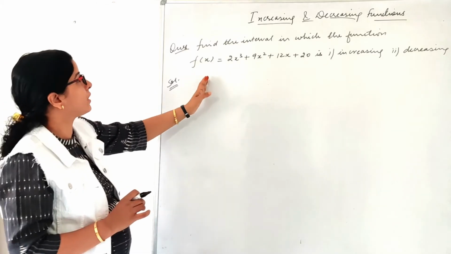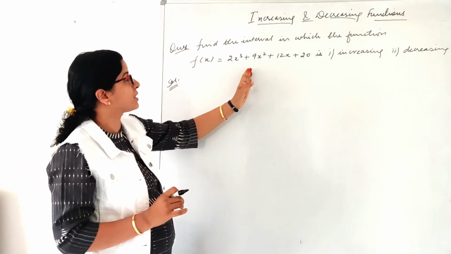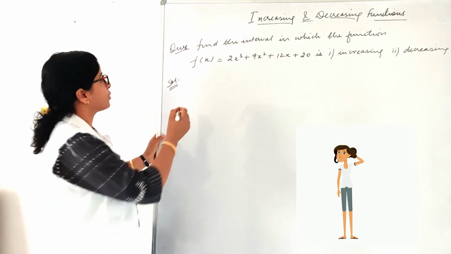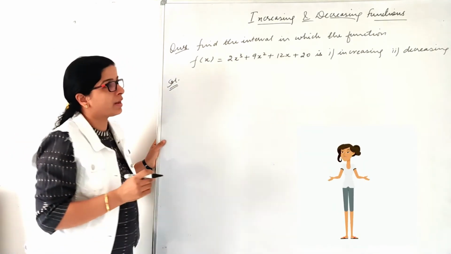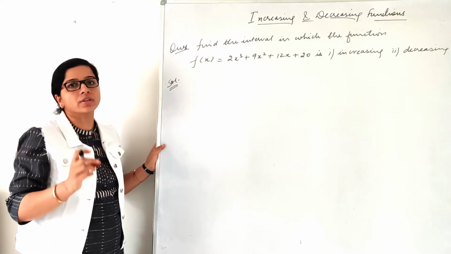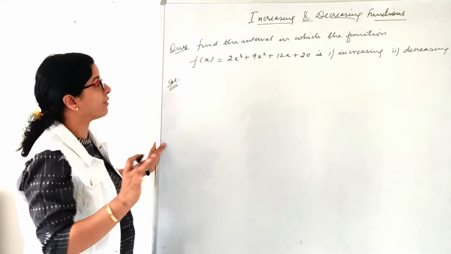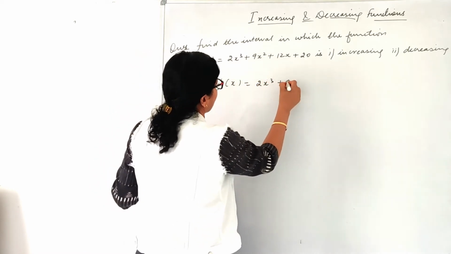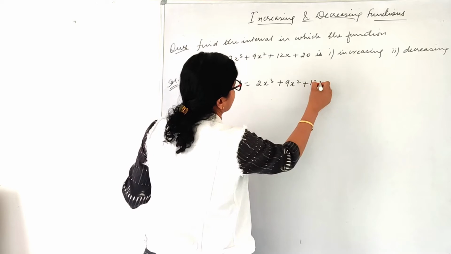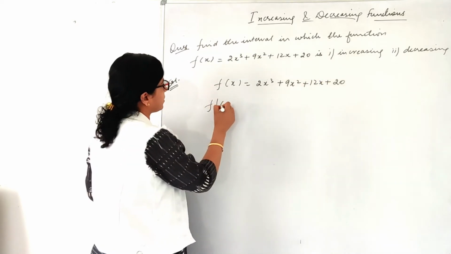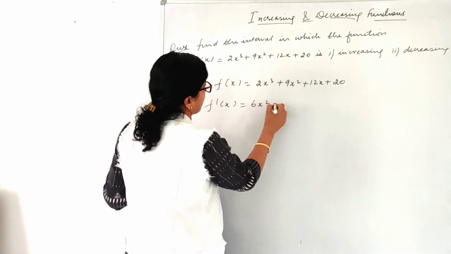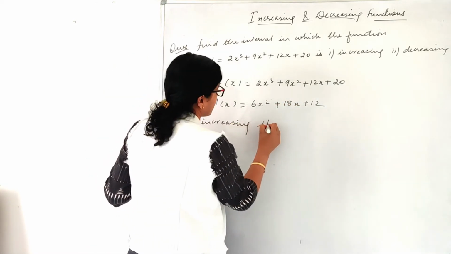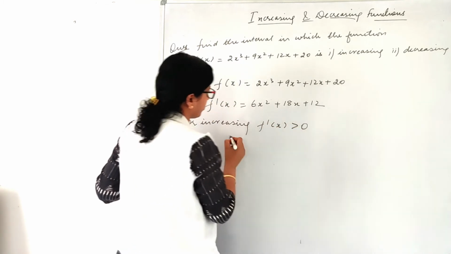Find the interval in which the function f(x) is equal to 2x^3 + 9x^2 + 12x + 20 is increasing and second decreasing, right? So first of all, to find the interval of the function in which it is increasing or decreasing, we have to find f'(x). So we have f(x) as 2x^3 + 9x^2 + 12x + 20. f'(x) will be 6x^2 + 18x + 12. For increasing, f'(x) should be greater than 0, right?